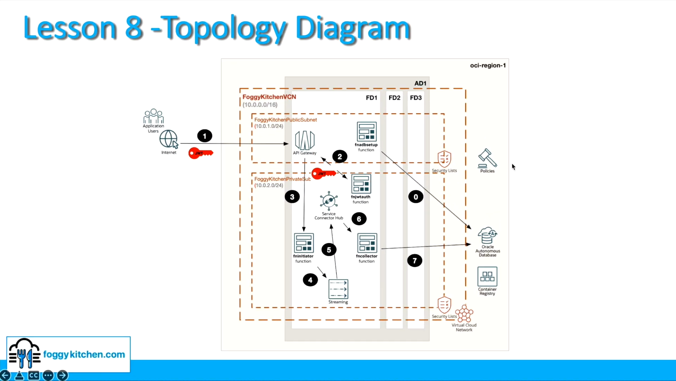Before the code review and practical demo, let's have a look at the topology diagram for lesson number 8. As you can see, we are still connecting to fniniitiator, and the difference is here. So API gateway, before going further, will ask the fnjwtauth function to verify the token. And if the token is valid, the workflow will proceed and we will go further to fniniitiator. Otherwise, the connection will be blocked.